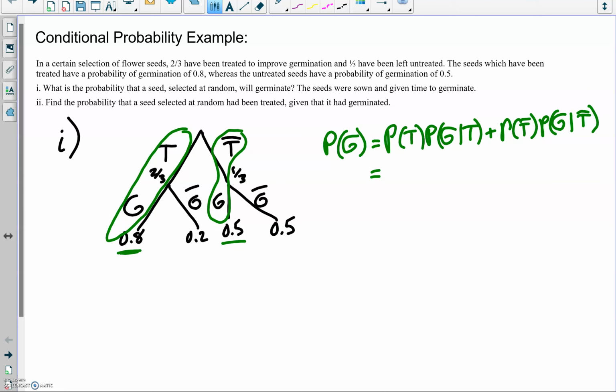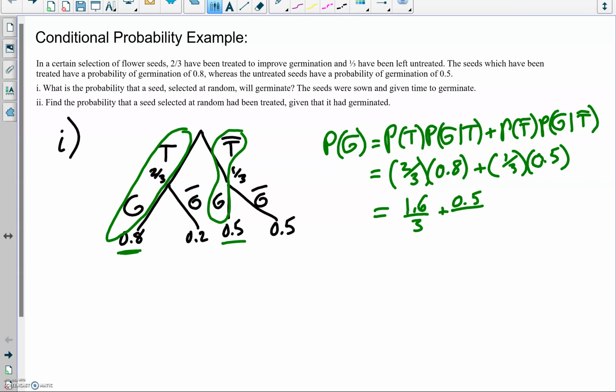And then we'll put the actual numbers in there. We'll have 2/3 for treated times 0.8, plus 1/3 times 0.5. The first fraction multiplied by 0.8 gives you 1.6 over 3, and then you would have 0.5 over 3. This gives you 2.1 over 3, which when you divide it out, you get 0.7. So the probability of germinating is 0.7.